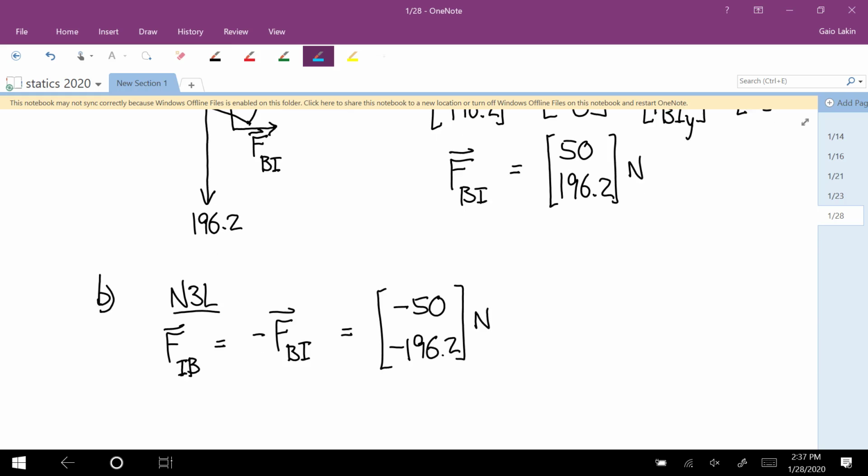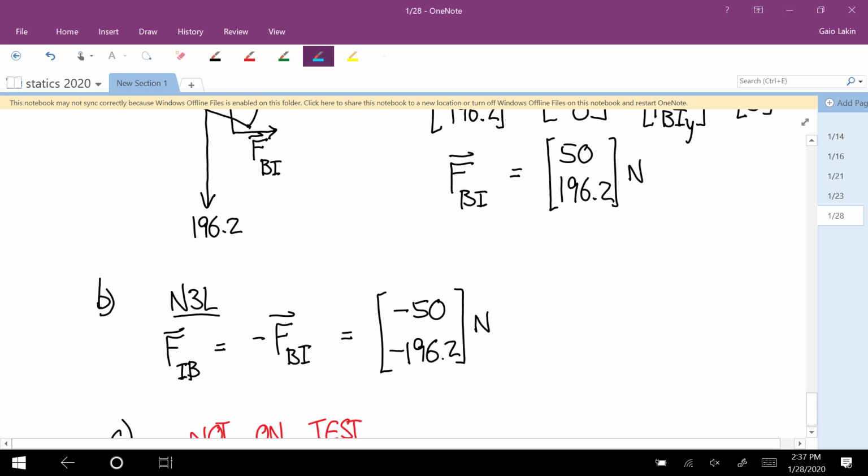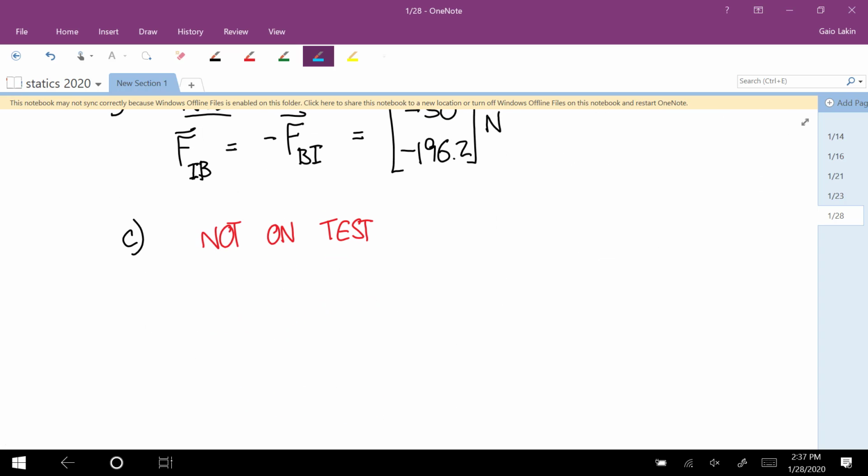And now for part C. So this stuff isn't on the test. But we want to take the force on the block by the incline and figure out how much of that force vector is what. So let's draw it. Okay, so here's the block. Let me draw it a little more accurately, because that angle's only 20 degrees.